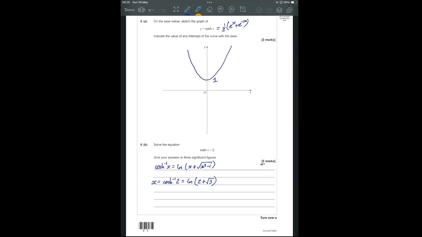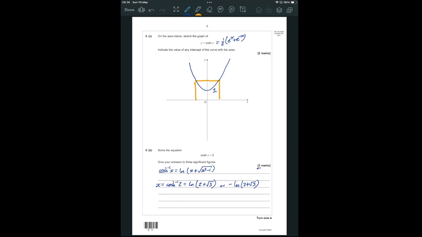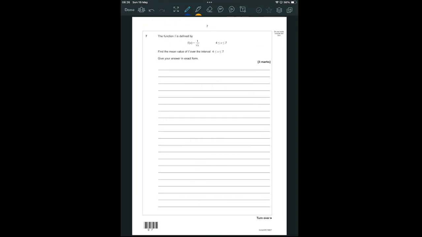If we look at the graph, we're solving cosh x equals 2. There are 2 solutions, so we just need to remember to include that second solution. And by symmetry, the other solution is just the negative answer. 2 marks is all that's worth. If you're doing more work than that, you haven't remembered the formula book exists.